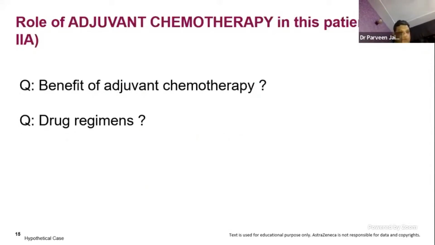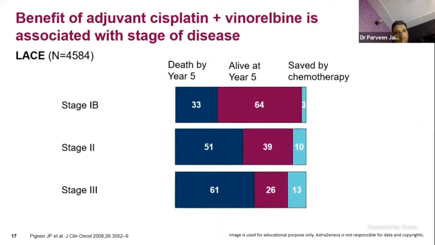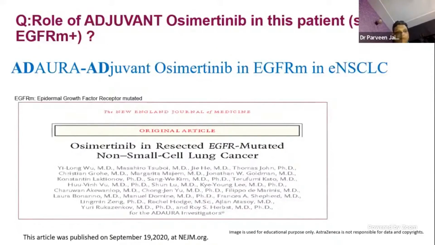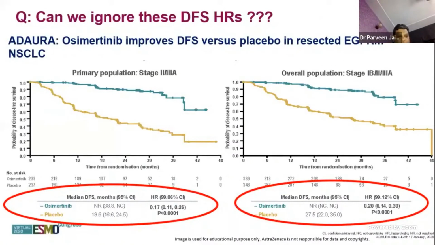So coming to, these things we have already discussed. This is the LACE analysis which showed the 5-year OS advantage of 5.4%, and according to the stage, the advantage was greater with stage 3 disease. And this was the ADAURA trial, and we can see over here that 2/3 of the patients were stage 2, 3A, which was in the primary endpoint analysis, and stage 1B was close to 1/3 of the patients. Here we can see that in the primary population the hazard ratio was 0.17, and in the overall population the hazard ratio was 0.2.